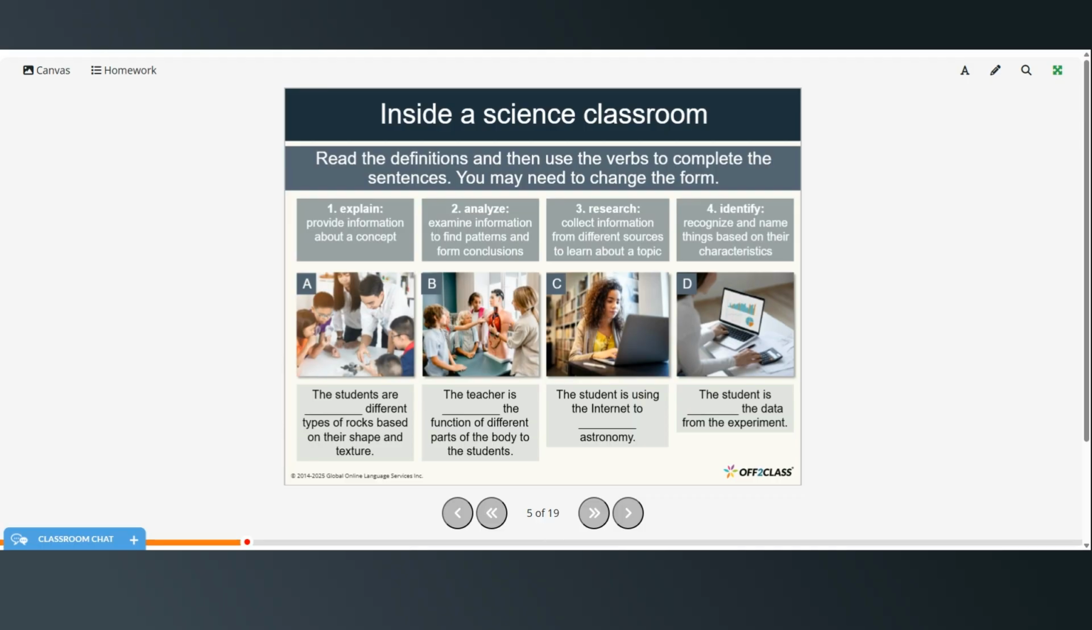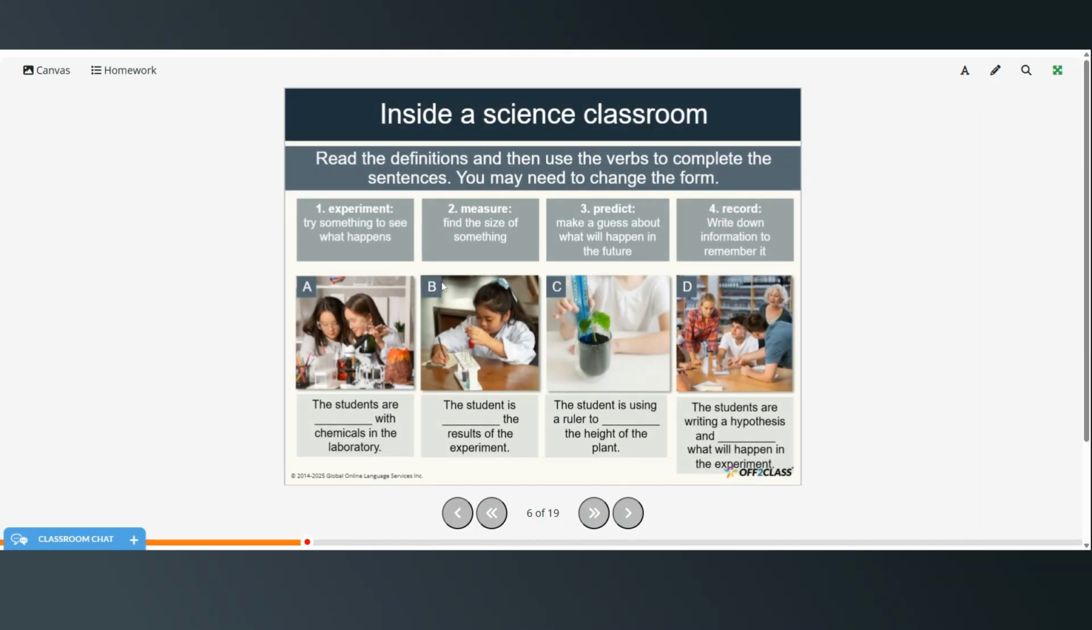Okay, so the students are identifying different types of rocks based on their shape and texture. The teacher is explaining the function of different parts of the body to the students. So the student is using the internet to research astronomy. And finally, the student is analyzing the data from the experiment.